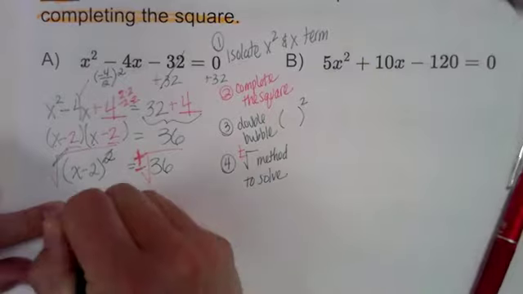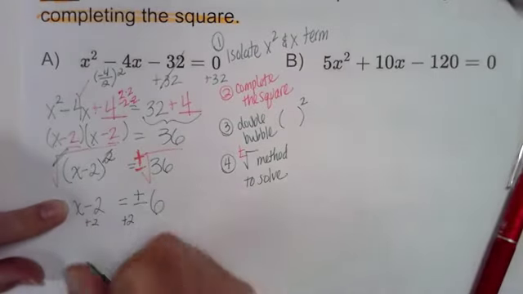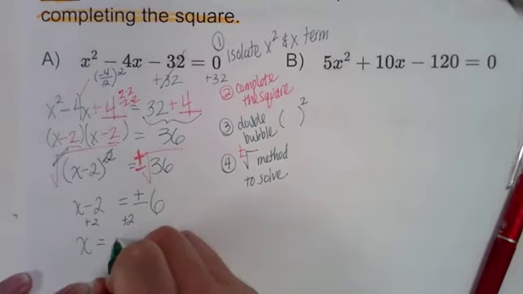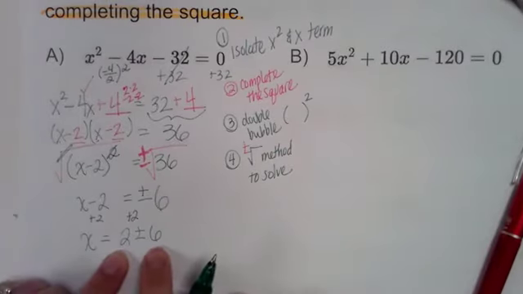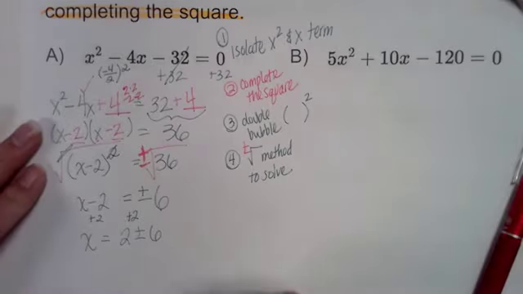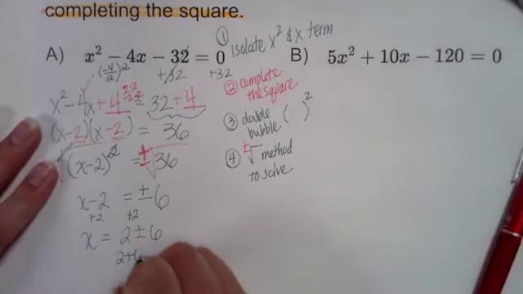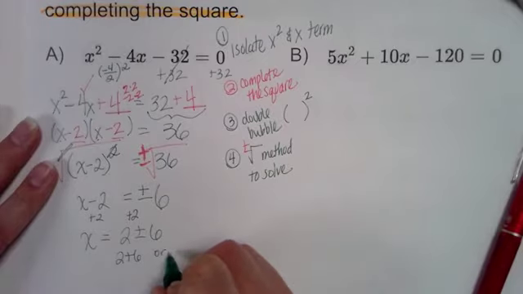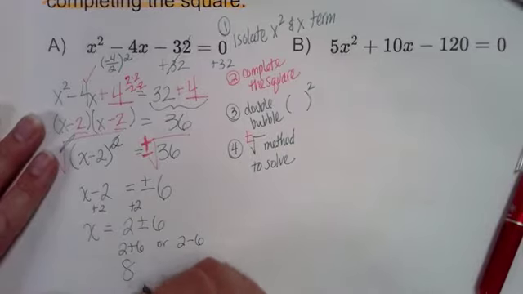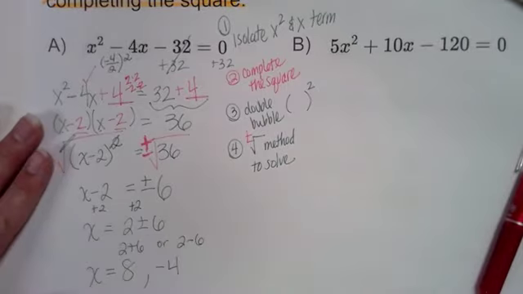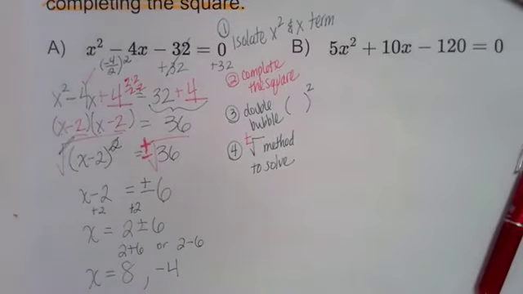Now, can we get x by itself? Add 2. I'm going to insert that 2 right in front. We get 2 plus or minus 6. Do you think this is a good answer? We're not quite done. We have one more step. These are both regular numbers, so I can evaluate it. This would be 2 plus 6 or 2 minus 6. What is 2 plus 6? 8. What's 2 minus 6? Negative 4. These are our two solutions for x.